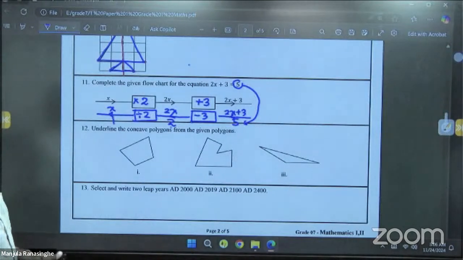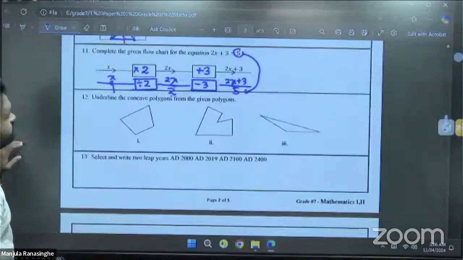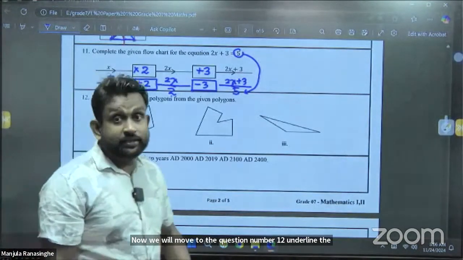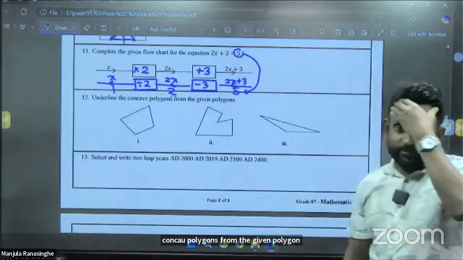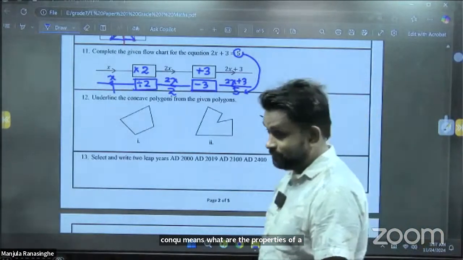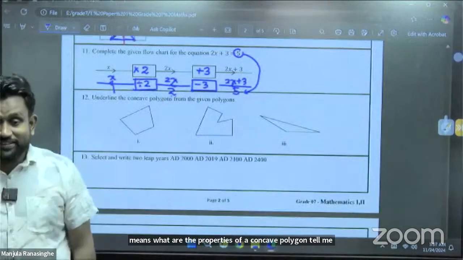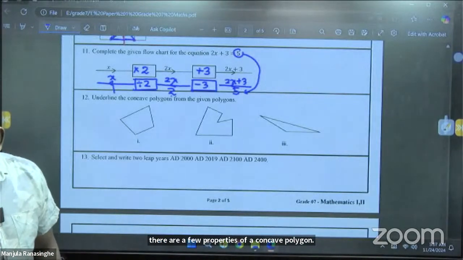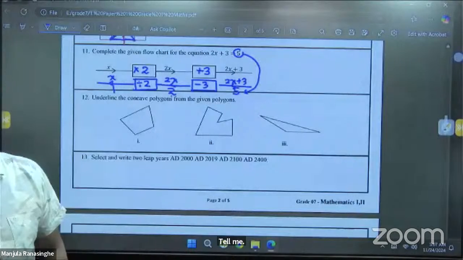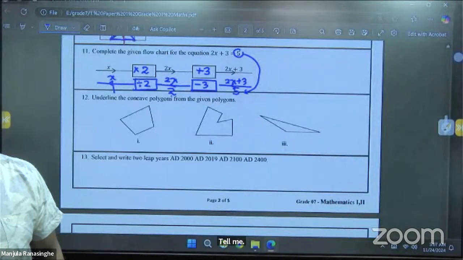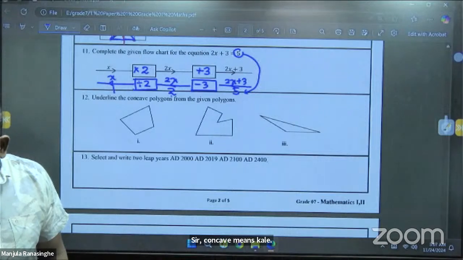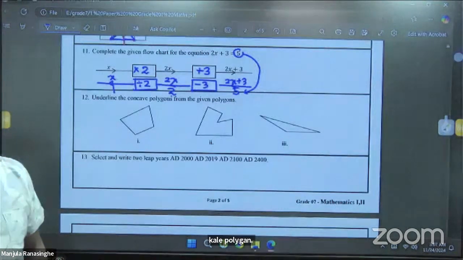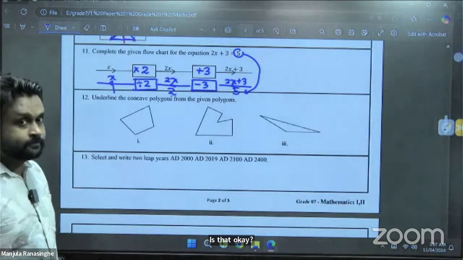Okay? Right. Now we will move to question number 12. Underline the concave polygons from the given polygons. What are the properties of a concave polygon? Tell me. There are a few properties. Sir, concave means cave. Concave means cave polygon. There should be reflex angles.